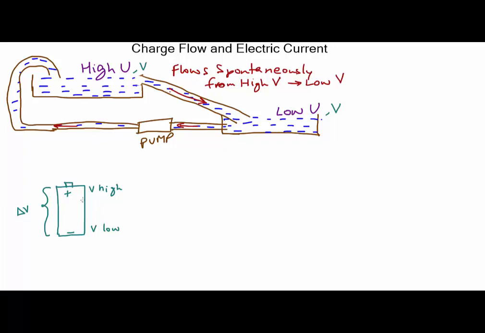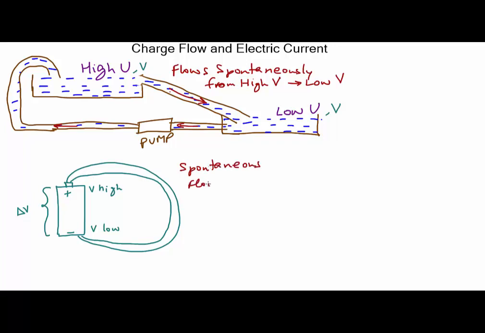This is not gravitational potential, this is electric potential, and what we had here in the water situation was gravitational potential. So if I now connect a wire from the positive end to the negative end like this, what would happen? Well, if we were to continue with the water analogy, charges in this case would flow from the high potential to low potential. So we would have a spontaneous flow of charges from high V to low V. So you'd have charges moving this way.